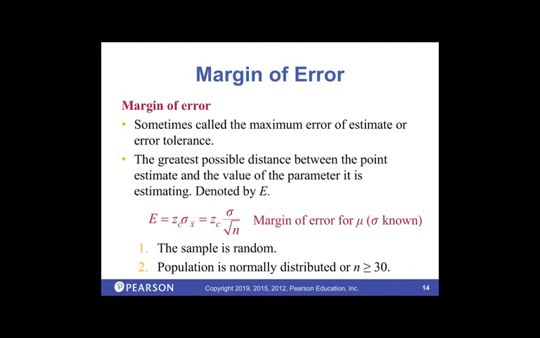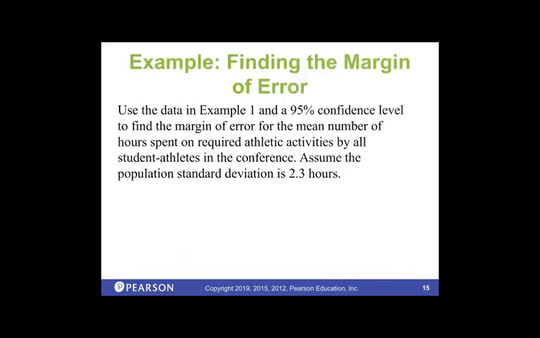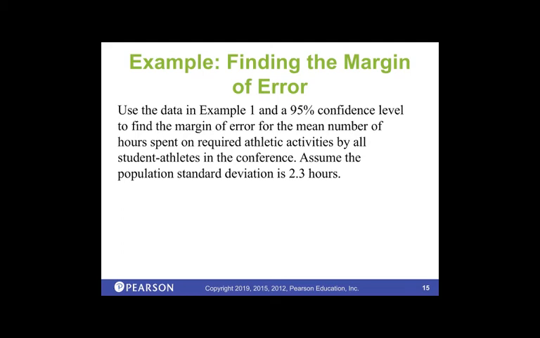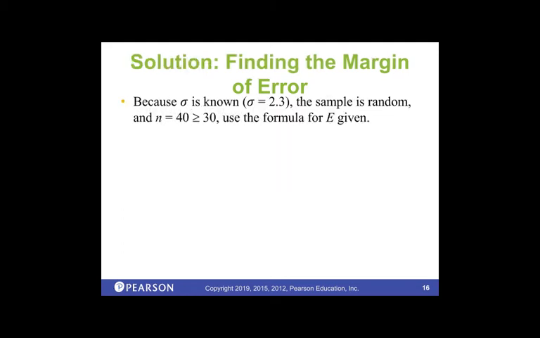Okay. So let's look at this example on finding the margin of error. Use the data in example 1 and a 95% confidence level to find the margin of error for the average number of hours spent on required athletic activities by all student athletes. Assume that the population standard deviation is 2.3 hours. Because the standard deviation is known, the population standard deviation is known. The sample is random and n is equal to 40, which is greater than or equal to 30.